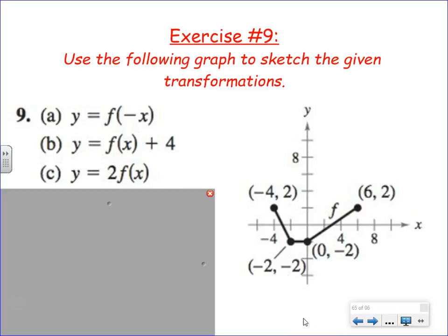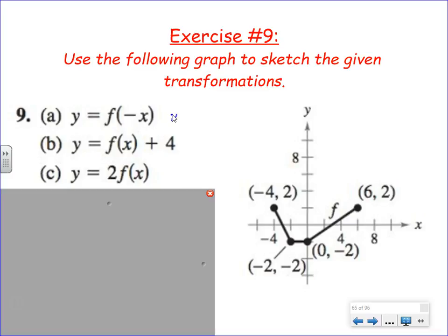Alright, let's check it out. Group number... Oh, what did I not pick on last week? I started and I didn't finish. Group number 6. I don't remember.